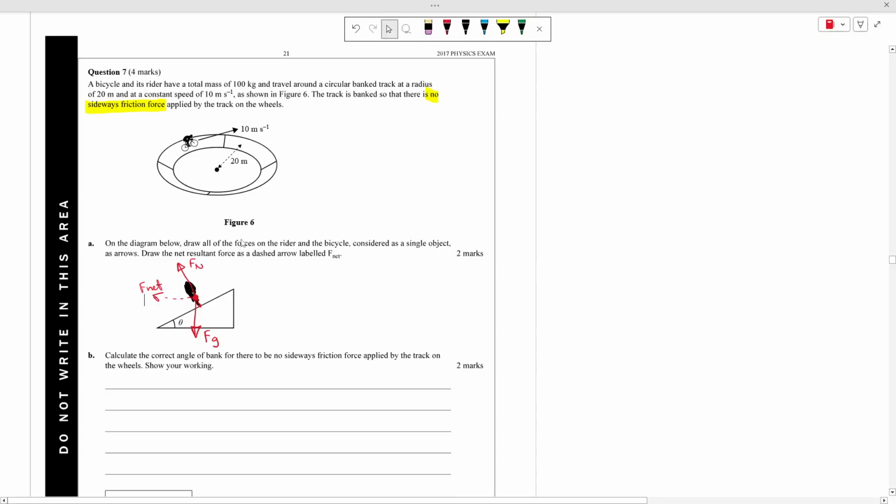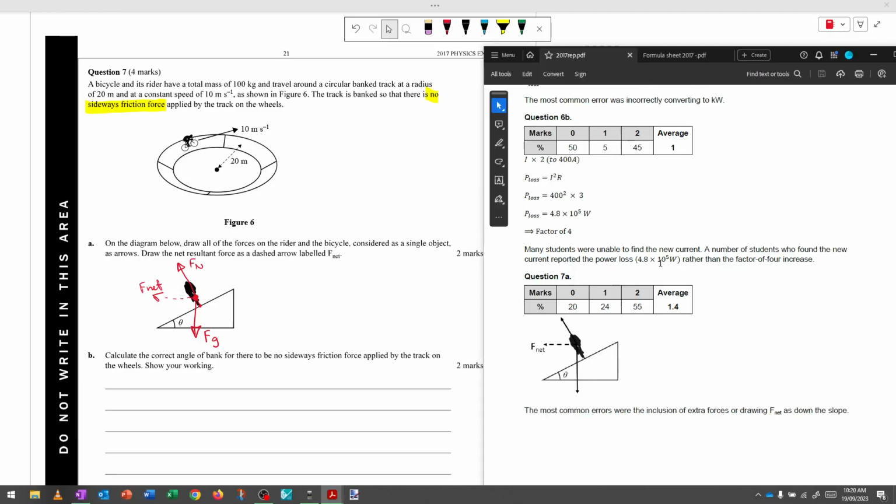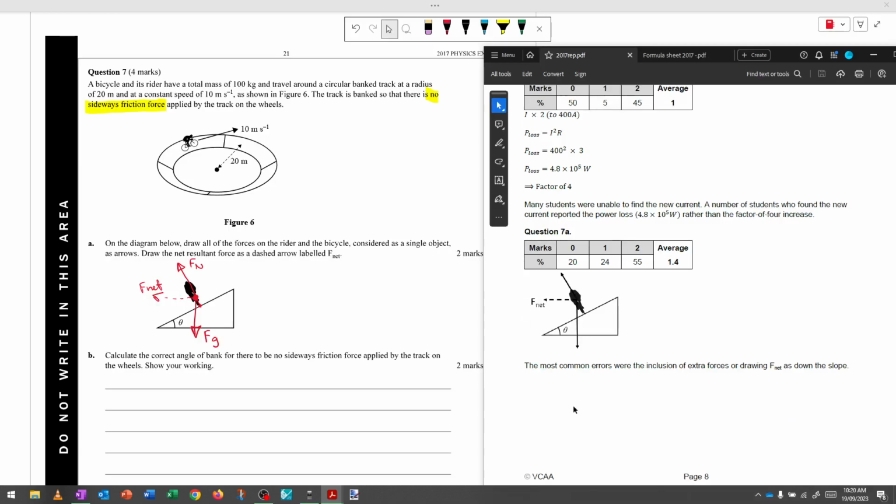All right. Let's look at the examiner report quickly. So there we go. There's our normal force, our gravity force, and the net force. Pretty well done question, I'd say. Most common errors were the inclusion of extra forces or drawing F net as down the slope. Now that's a very common thing, drawing F net down the slope.